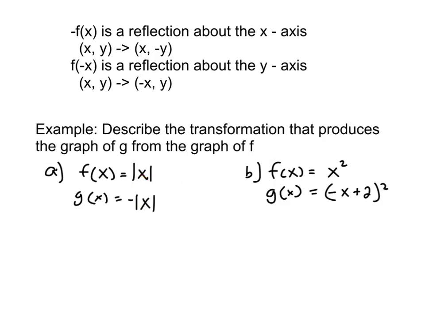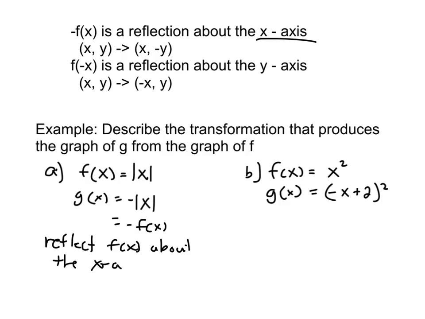So what's g of x? G of x is basically the same thing as negative f of x. Okay, so that is the reflection about the x-axis. So reflect f of x about the x-axis, right? You know what the graph of f of x looks like. The absolute value sign looks like this. If I wanted to graph g of x, I would reflect that about the x-axis, and it would look like this. So this is g of x, and this is f of x.